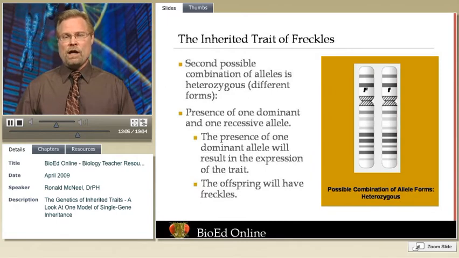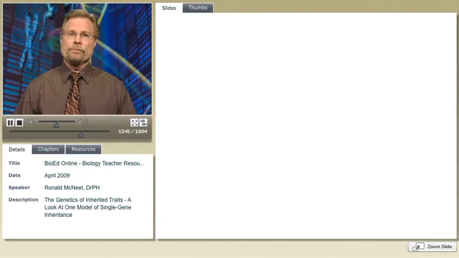A second possible combination of alleles is heterozygous, meaning two different allele forms. The heterozygous genotype would possess one dominant allele and one recessive allele. This would be represented by one uppercase and one lowercase f in our freckle example. Remember, the presence of just one dominant allele results in the dominant trait. An offspring with the heterozygous genotype would possess the freckle phenotype.